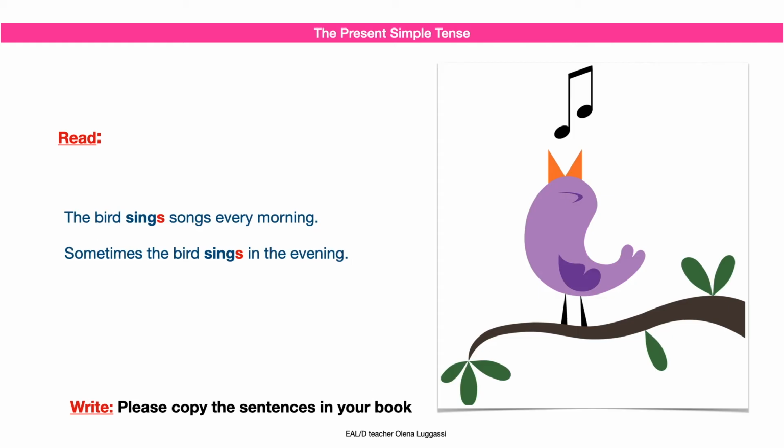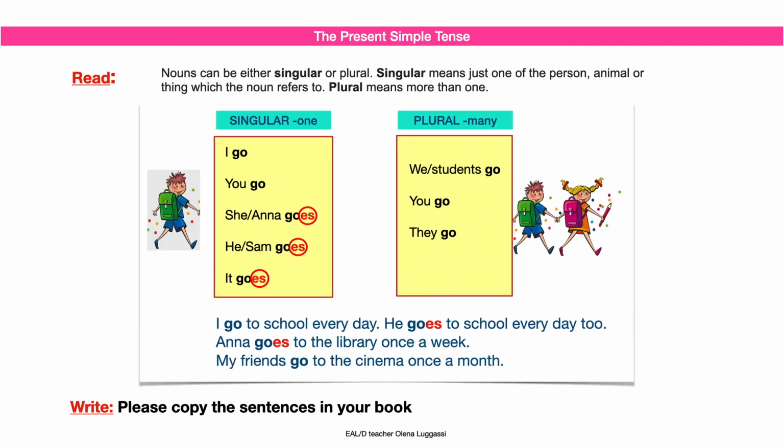The bird sings songs every morning. Sometimes the bird sings in the evening. So the bird does something repeatedly every morning and sometimes in the evening. The bird sings songs. Pause the video and copy the sentences in your books.